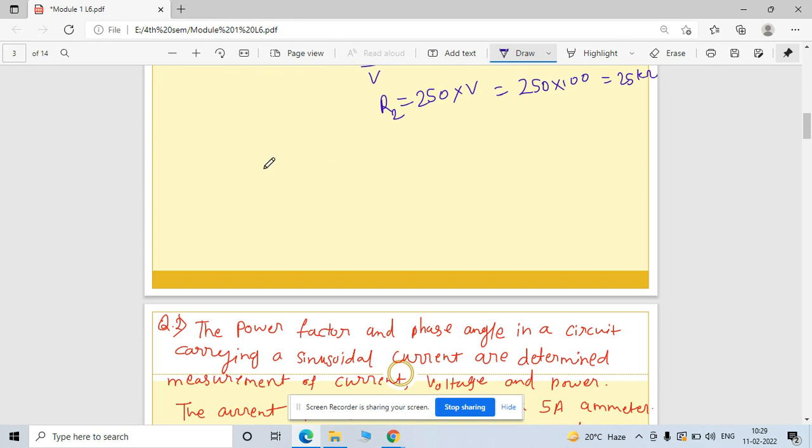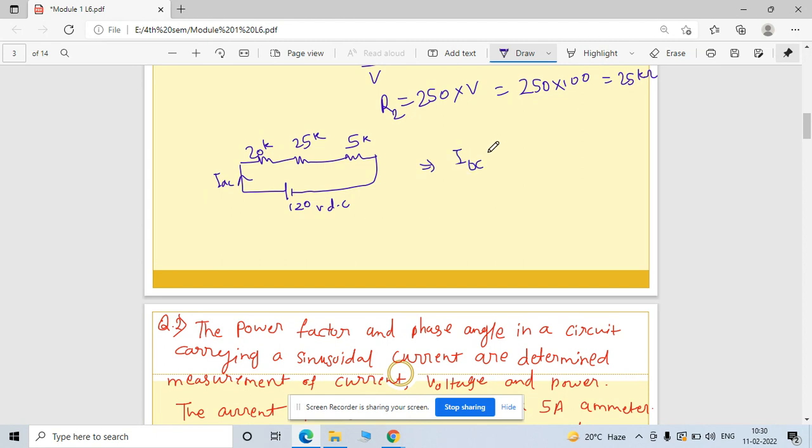Okay, so to find Idc, redraw that circuit, which is 20, 25 and 5. All values are in kilo ohm. A 120 volt DC supply is given in your circuit. So when you find the Idc, this is 25 plus 25, 50. So Idc you will get here is 120 divided by 50, which is nothing but your 2.5 milliampere.